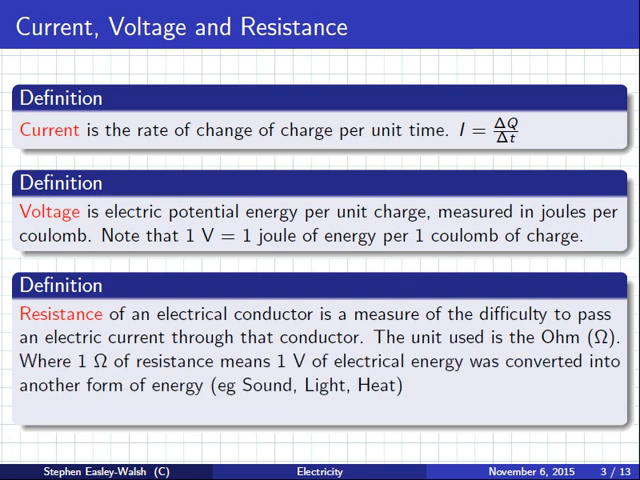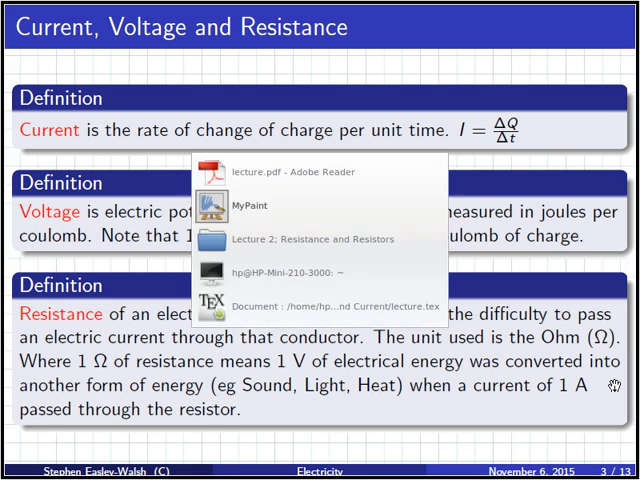And when we say a conductor has a resistance of 1 ohm, what we mean is 1 volt of electrical energy was lost to heat when 1 amp passes through the resistor. So I'll just, before you continue writing that, I'll just try and draw that to help.